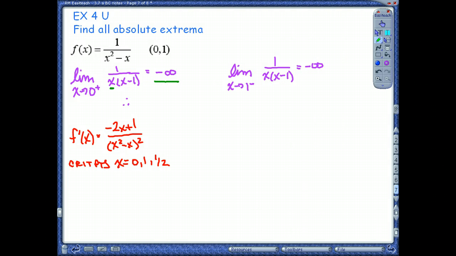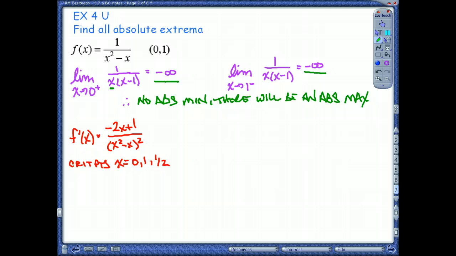Okay, when I go from 1 on the left side, same process. I'm going to get a negative number. This is going to continue to get very, very small on the bottom, which means your fraction is going to get very, very big. So we're going to negative infinity on both. So we can say we will not have an absolute min. There will be an absolute max.